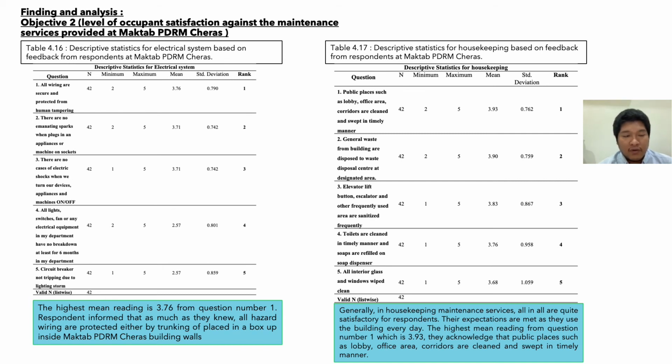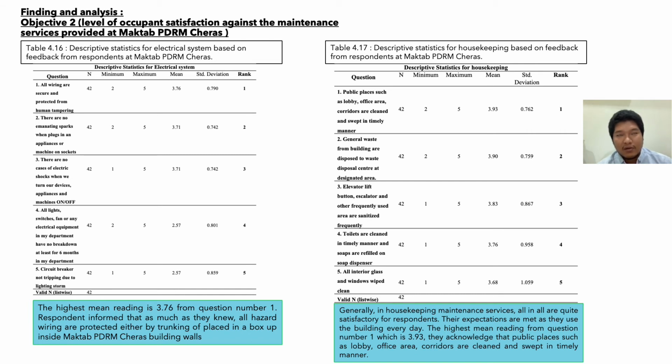They never experience a situation where there are no issues for 6 months. So that's why they quite disagree with the statement. And question number 5, circuit breaker are tripping due to lightning storm. So during lightning storm or heavy rain downpour, circuit breaker are not tripping.